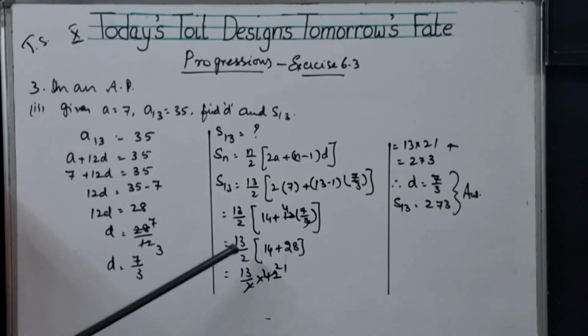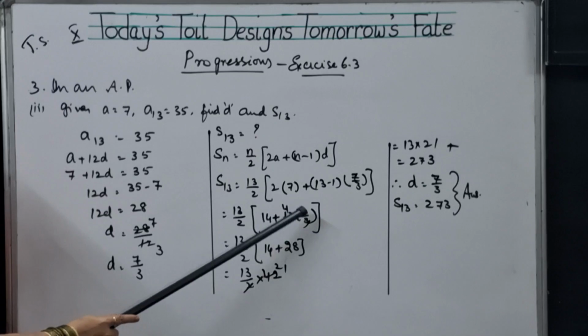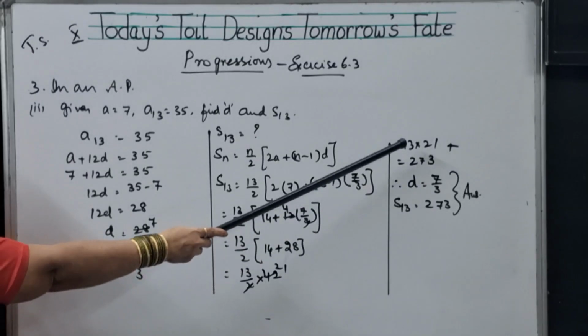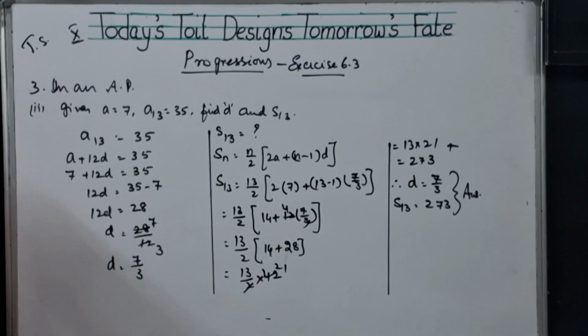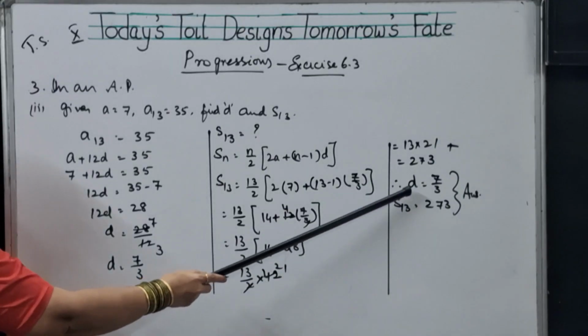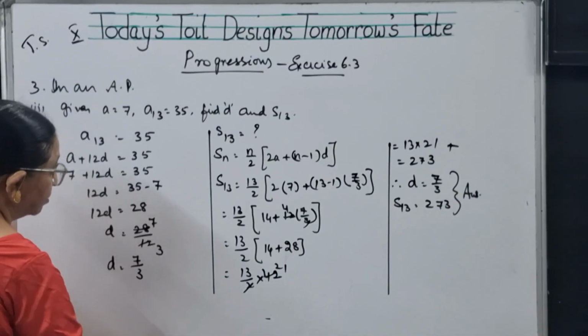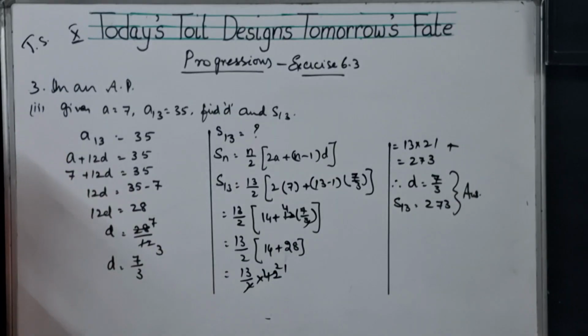3 ones are 3, 3 fours are 12. So 13 by 2 into 14 plus 4 sevens are 28. So 13 by 2 into 14 plus 28 is 42. So 2 into 21, 2 21s are 42. So 13 into 21 we have got. 13 into 21 is 273. So D is 7 by 3 and S13 is 273, the answer for this problem, children. Please note it down.